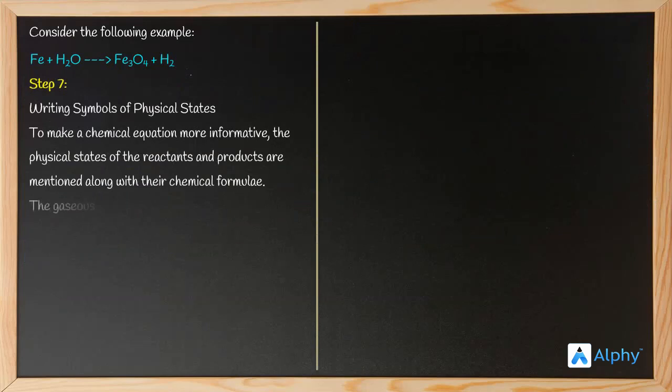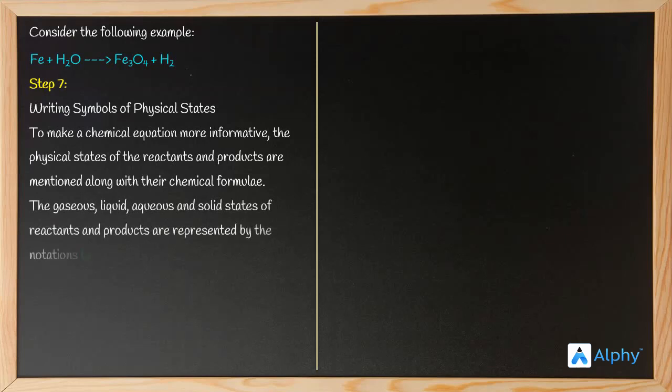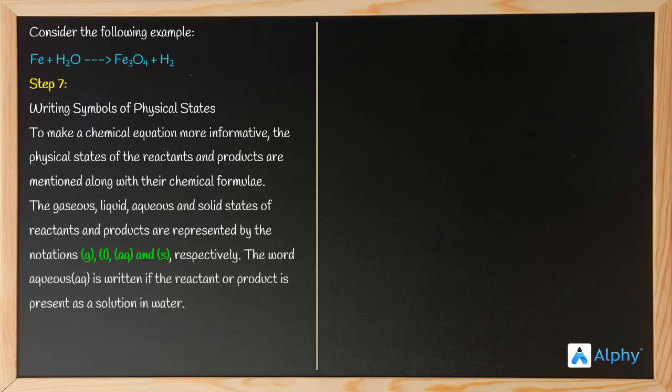The gaseous, liquid, aqueous and solid states of the reactants and products are represented by the notations g, l, aq and s respectively. The word aqueous, or the symbol aq, is written if the reactant or product is present as a solution in water. So here you can say that gaseous can be symbolized as g inside the bracket, liquid as l inside the bracket, aqueous as aq and solid as s.